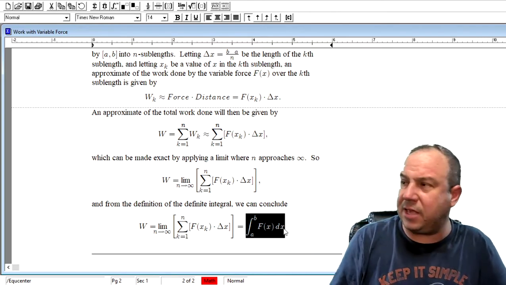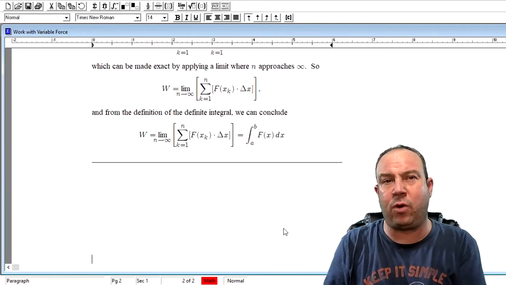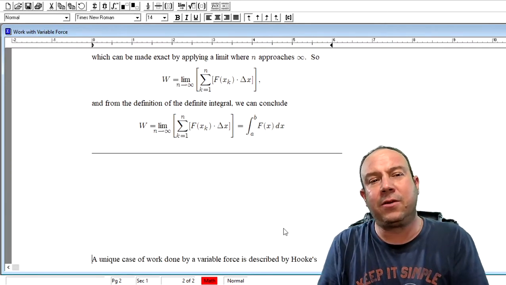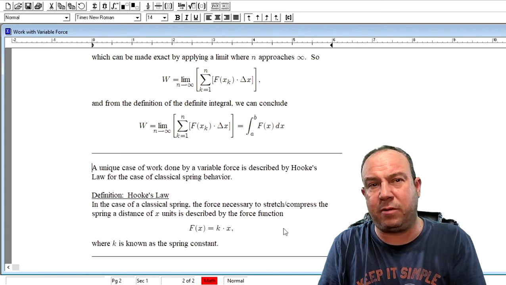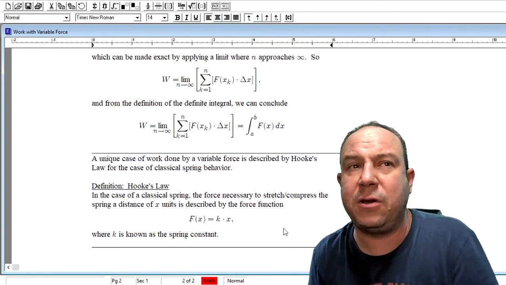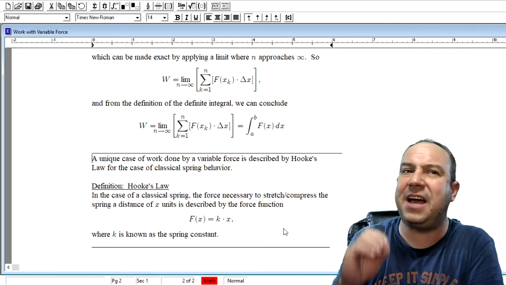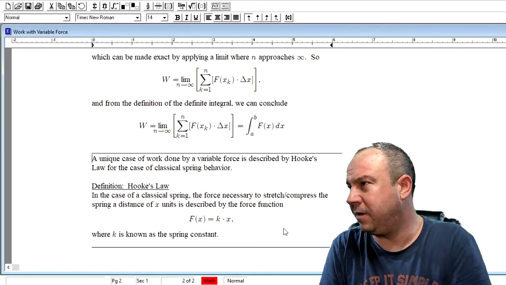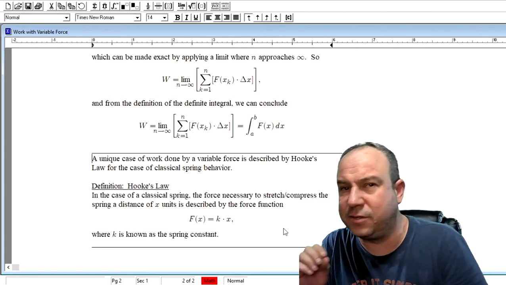Now, I do want to take this one step further. I have one more example for you that fits in here. There is a unique case of work done by a variable force, and it is described by Hooke's law for the case of a classical spring. For the case of classical spring behavior.